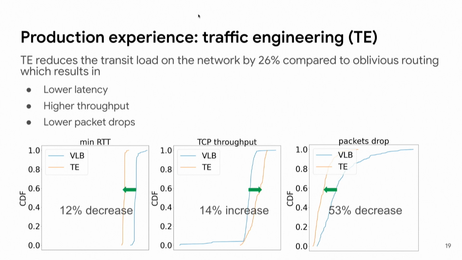Now, these gains are a result of traffic engineering reducing the transit load on the network by 26%. But even more important than that, TE strategically places the transit load where there is bandwidth slack, which there is a lot in our network, whereas VLB would indiscriminately place transit load everywhere, leading to hot aggregation blocks getting even hotter.